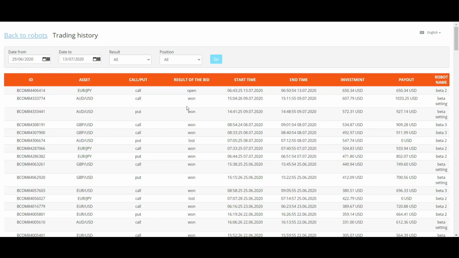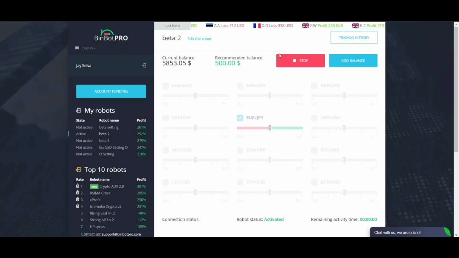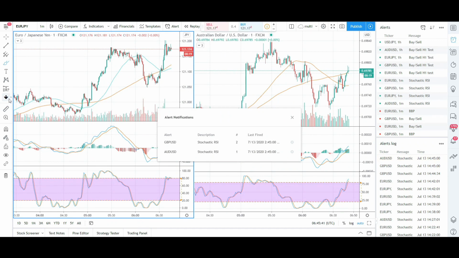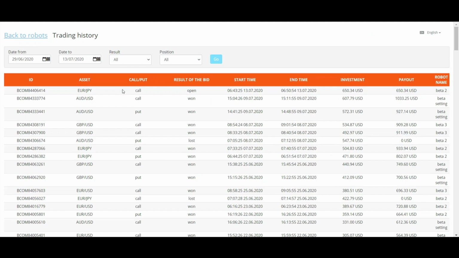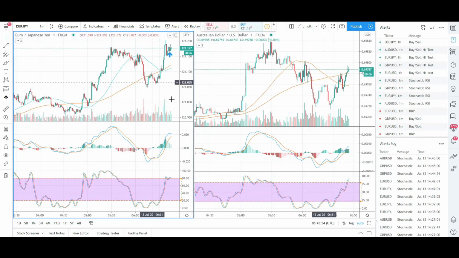Okay guys, so now we have a call trade executed at 0643. Let me turn off the robot right now. Let me put a call arrow at 0643, so it's about 2 minutes ago. Alright, so let's wait for this trade to expire. You can see the MACD is also angling upwards, so that is the ideal condition that I'm looking for.